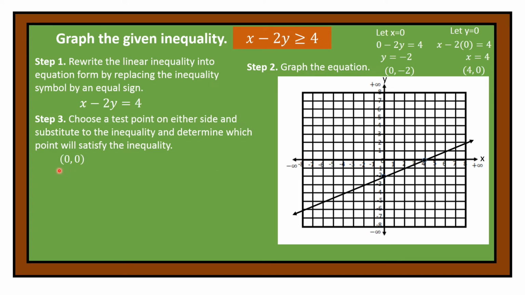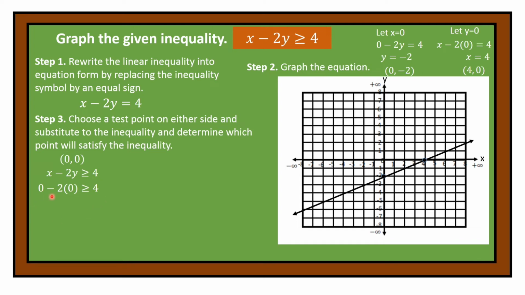Okay, so substitute natin ang 0, 0 sa ating linear inequality, which is x minus 2y is greater than or equal to 4. So, palitan ang x at y ng 0. So, we have here 0 minus 2 times 0 is greater than or equal to 4.